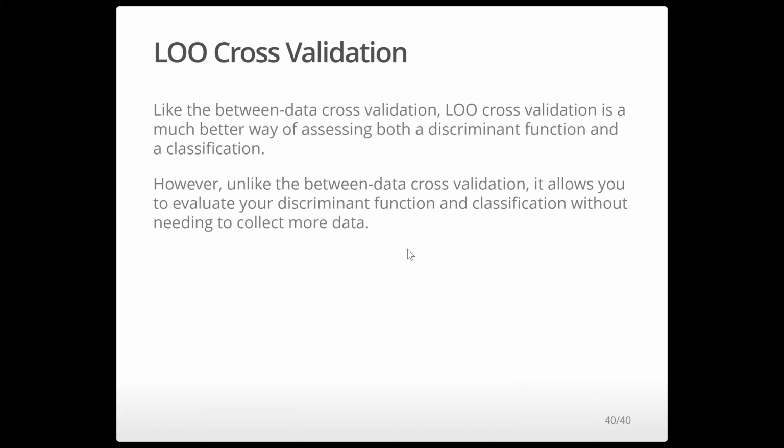Leave one out cross-validation is really a much better way of assessing both a discriminant function and a classification. Unlike cross-validation between data sets, which is fine to do, especially if you have naturally two different data sets for some reason and you want to cross-validate on them, leave one out cross-validation is a much more valid way of assessing a discriminant function if you only have one data set.